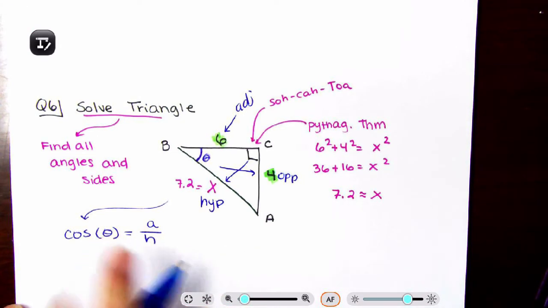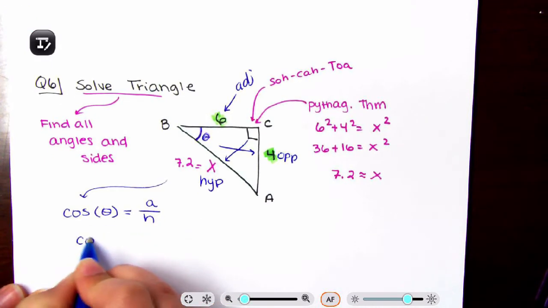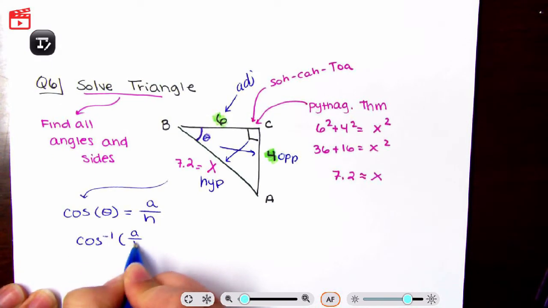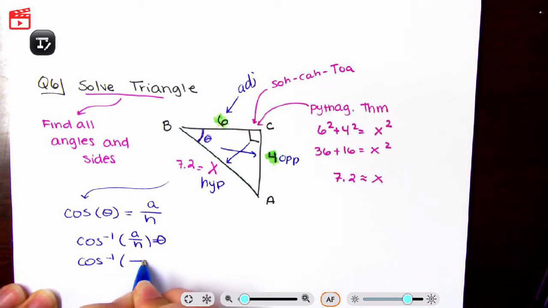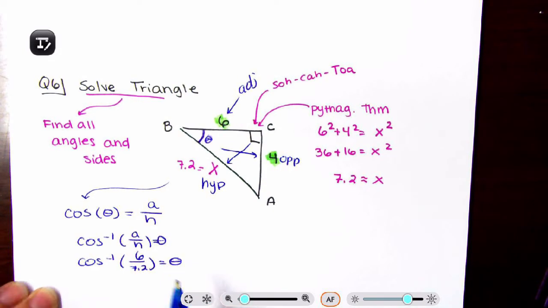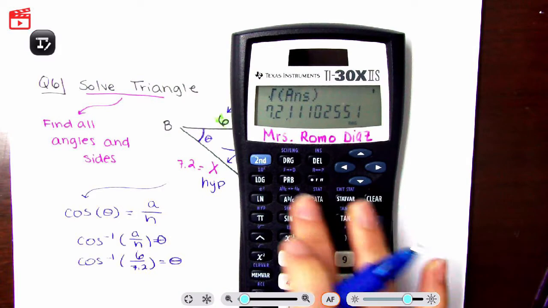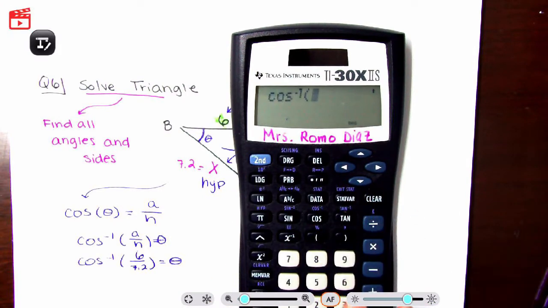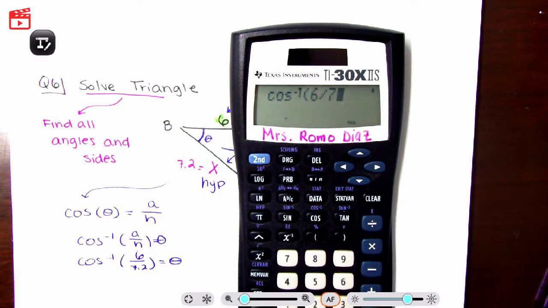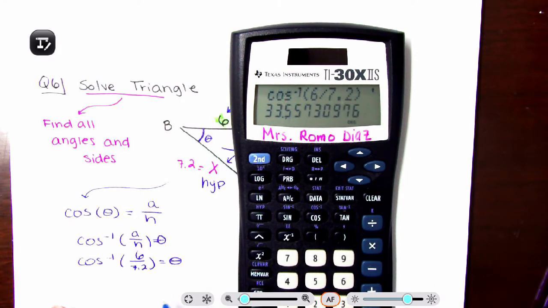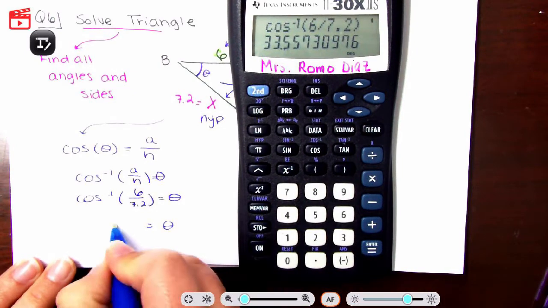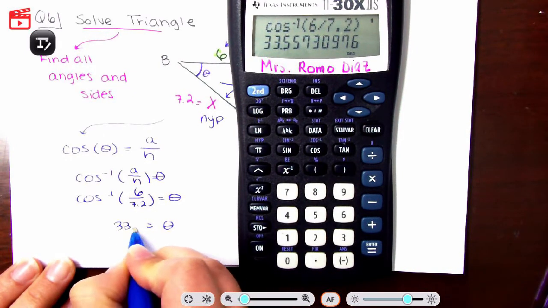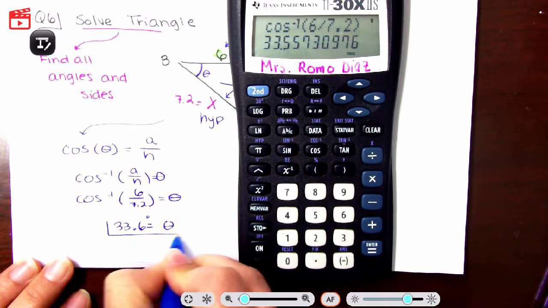We need to solve for an angle, so we're going to take the inverse or use the inverse function. So cosine inverse or inverse of cosine, adjacent was 6, hypotenuse was 7.2. We're going to type that into the calculator. So inverse, let's clear that. Inverse cosine of 6 divided by 7.2. Close that up, press enter. So we have our angle measure. I'm going to shift that up. Our angle measure of 33.557. So we're going to round to 33.6 degrees.